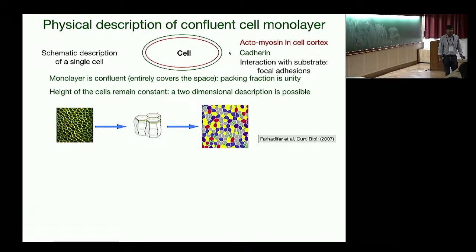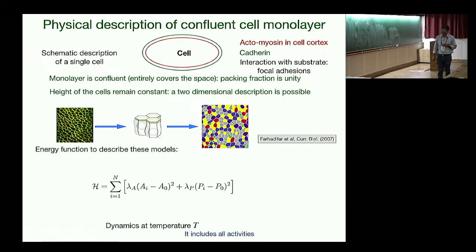One particular aspect of these monolayers is that they are confluent. That means the packing fraction is always unity. It is not a control parameter. You cannot change it. Another thing, experimentally, it is seen that the height of the cells remains almost constant at a particular time. Therefore, one can describe this system in a two-dimensional description. These are some figures taken from this paper. Now one can describe this system via this energy function.